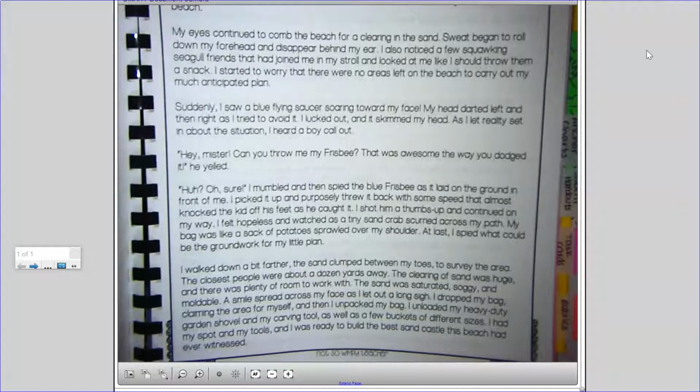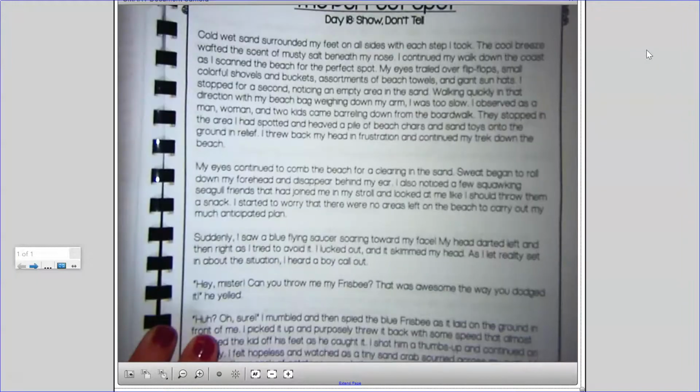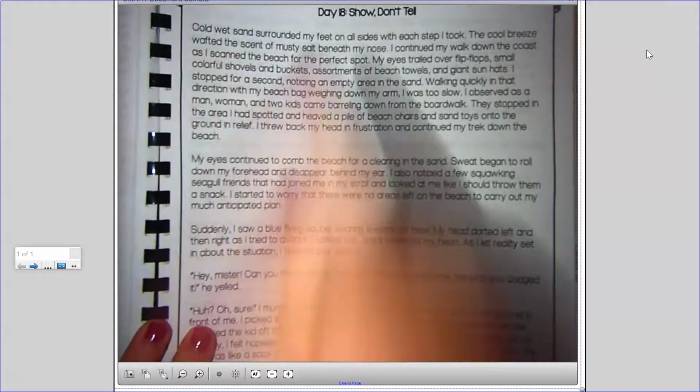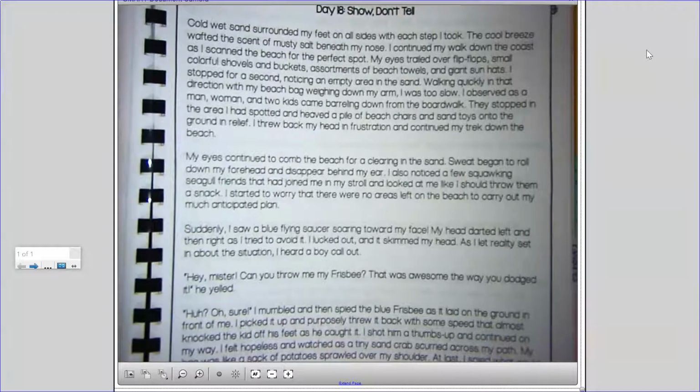All right, now that you've paused and read it, let's continue with our lesson. I want you to notice at the top, cold, wet sand surrounded my feet on all sides with each step I took. The cool breeze wafted the scent of the musty salt beneath my nose. Just by reading those two sentences, the author has not told us explicitly where she is, but can we infer where she is just by her detail? We know that the beach has sand and salt air and water, and all of those things lead us to believe she's at the beach.